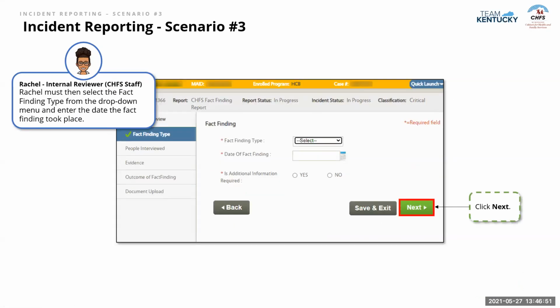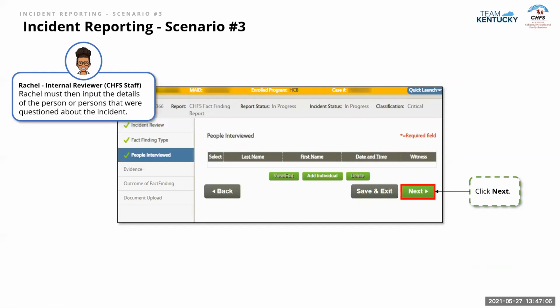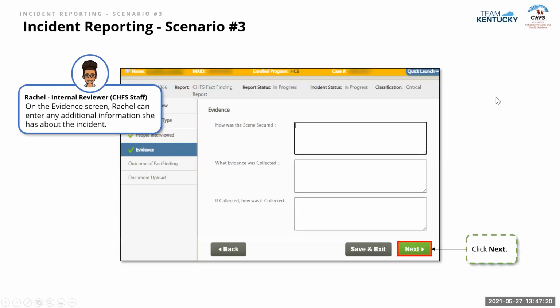And she's going to then work through her CHFS fact-finding report. She needs to record the type and date of when she completed the fact-finding report, as well as whether or not she thinks any additional information is required. She's going to click next, and she also has a space to record any people that she may have interviewed during this review process. She's going to enter their name and any information that she may have gotten from them before clicking next.